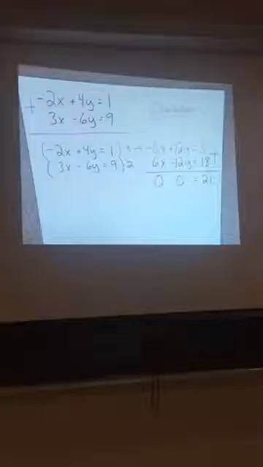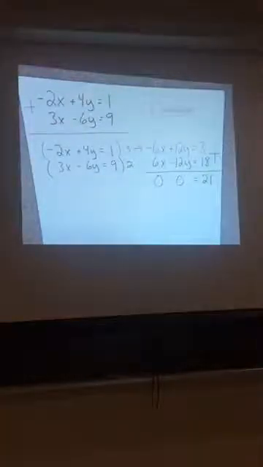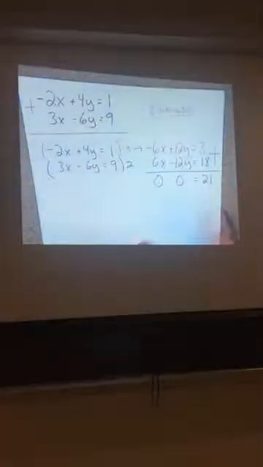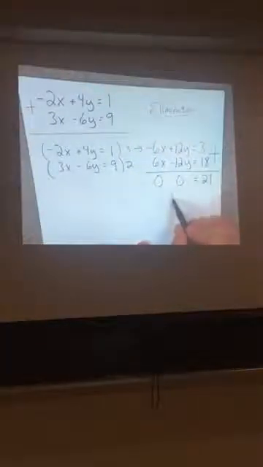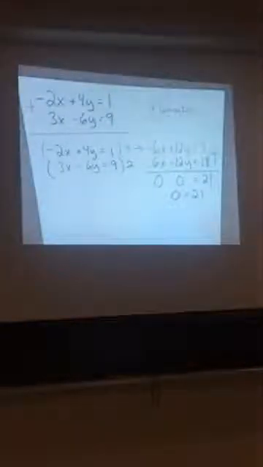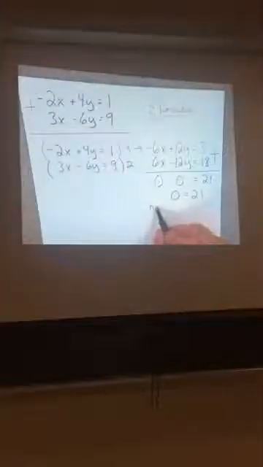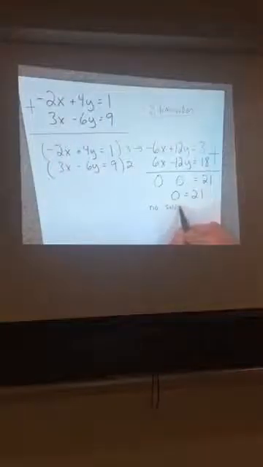Now hopefully remember back in some of the old equations we did, what happens when all the letters go away? We have 0 equals 21. All the letters are gone. So it's one of those trick questions, which means you're going to have two choices for answers. No solutions or all real numbers.